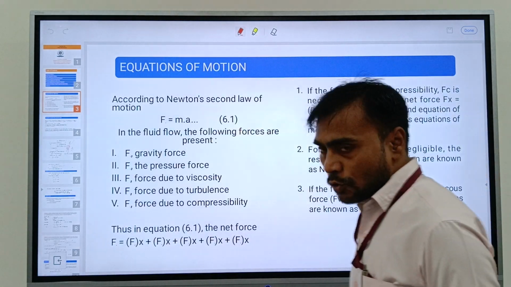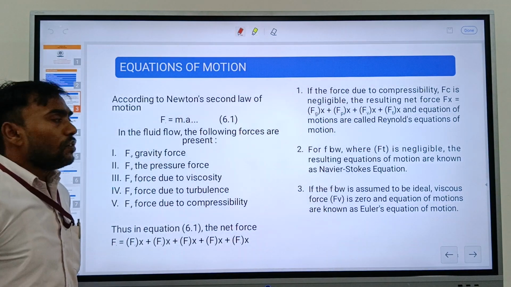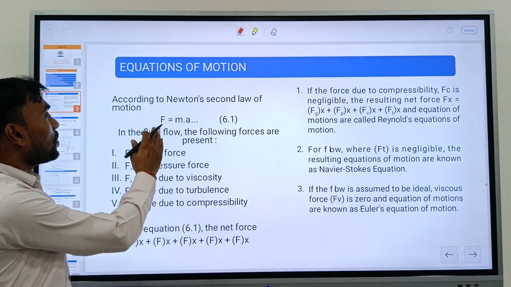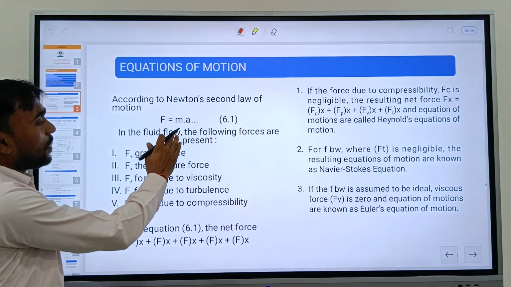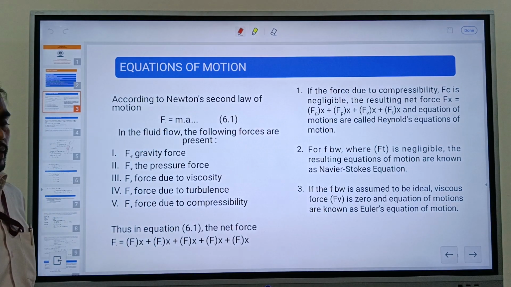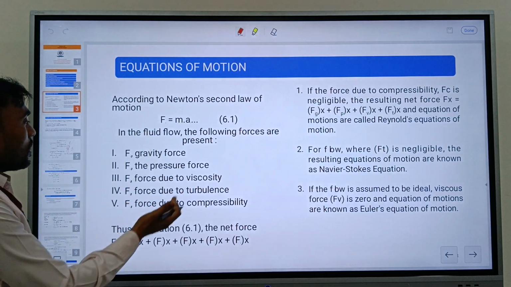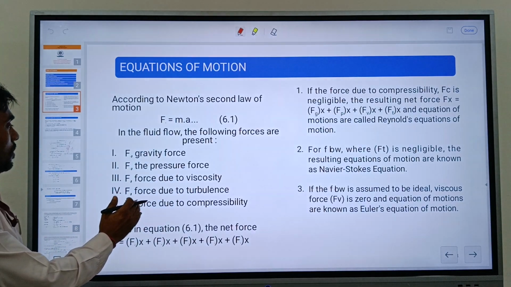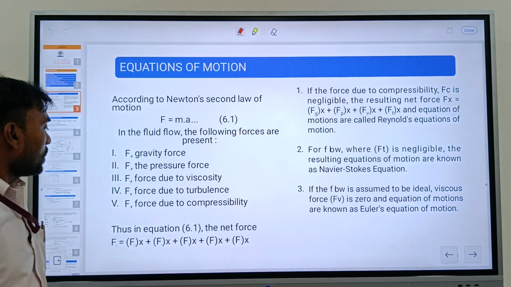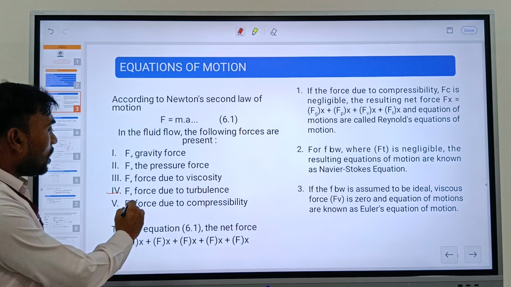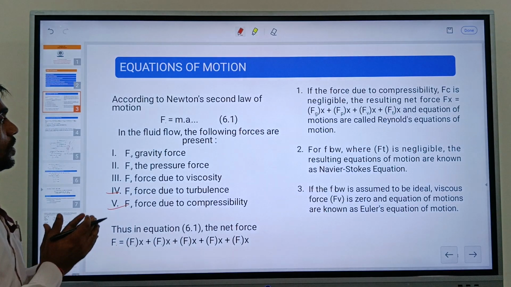Equations of motion. As per Newton's second law of motion, F is equal to mass into acceleration in a particular direction. That means the total force in a particular direction can be written as mass into acceleration in the same direction, that is F equal to m into a. In fluid flow, the following forces are present: the gravity force, the pressure force, force due to viscosity, force due to turbulence, and force due to compressibility. All these forces are very effective during the fluid motion.